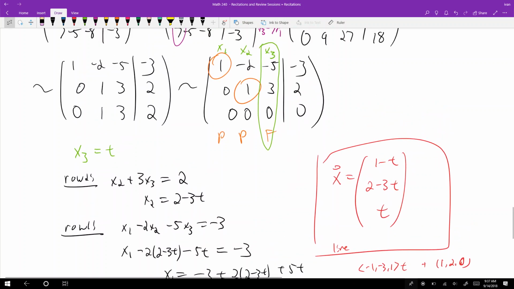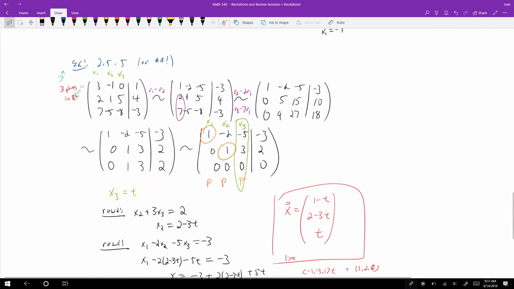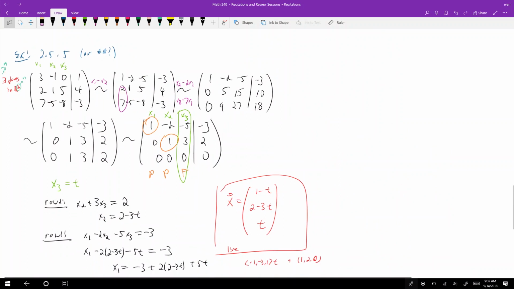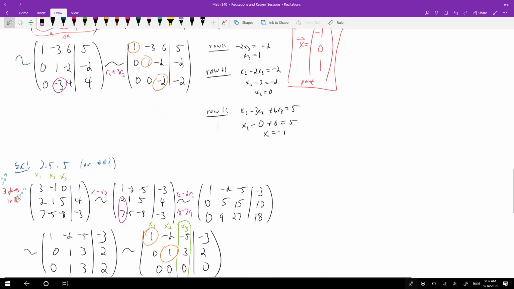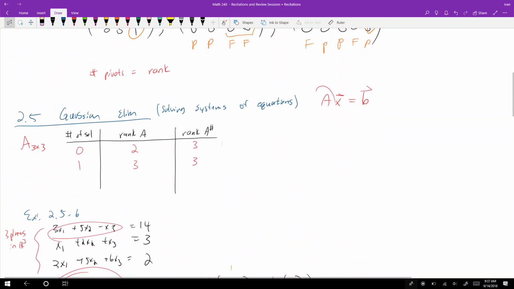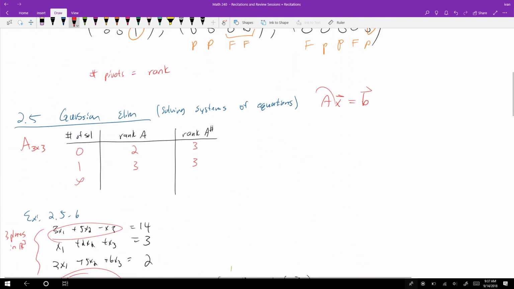What's the rank of my matrix A? Yeah, it's 2, right? So again, we're taking a look at rank A, and that's 2. And what's the rank of my augmented matrix? Yeah, it's also 2, because there's no pivot here. So, go back. Now, I got infinite numbers of solutions. The rank of A is 2, and the rank of A augmented is also 2.